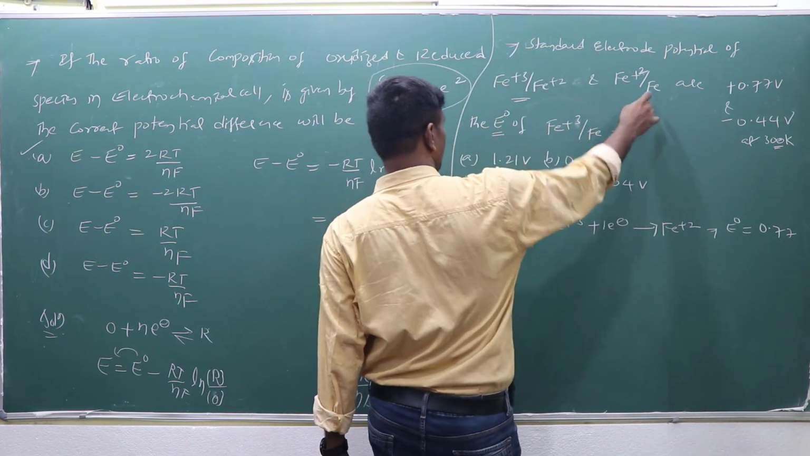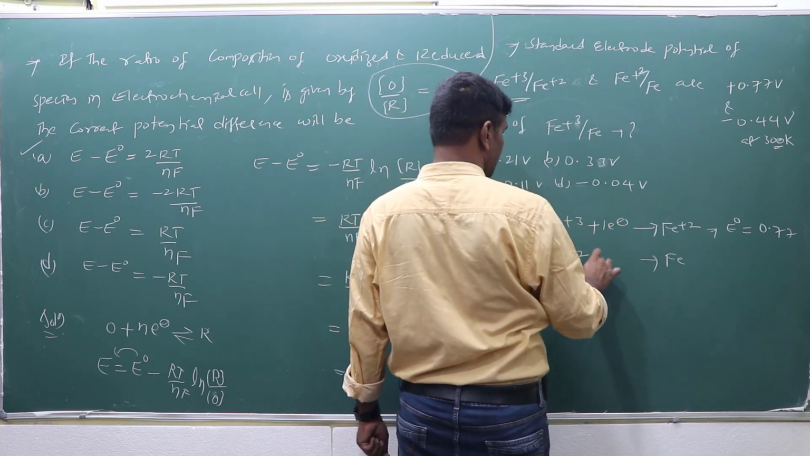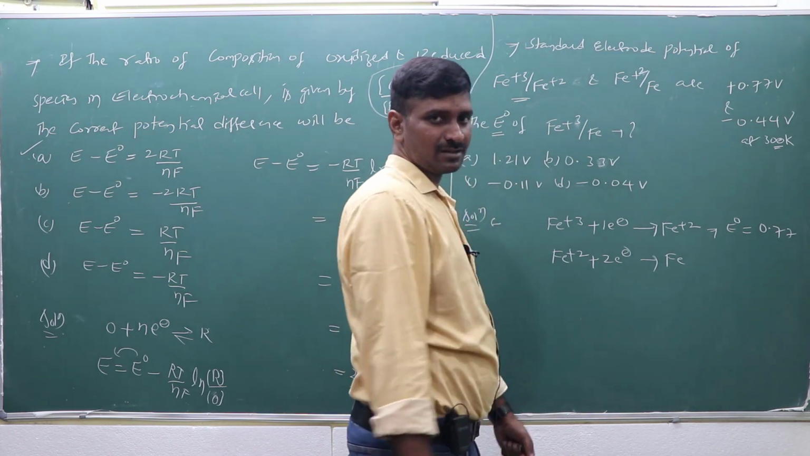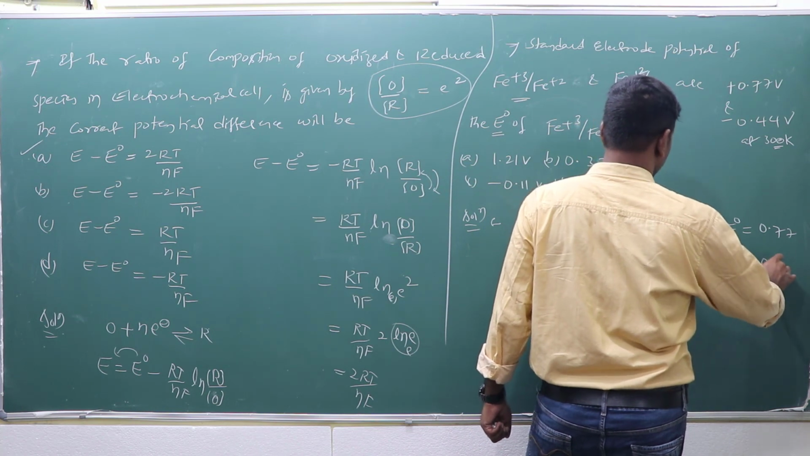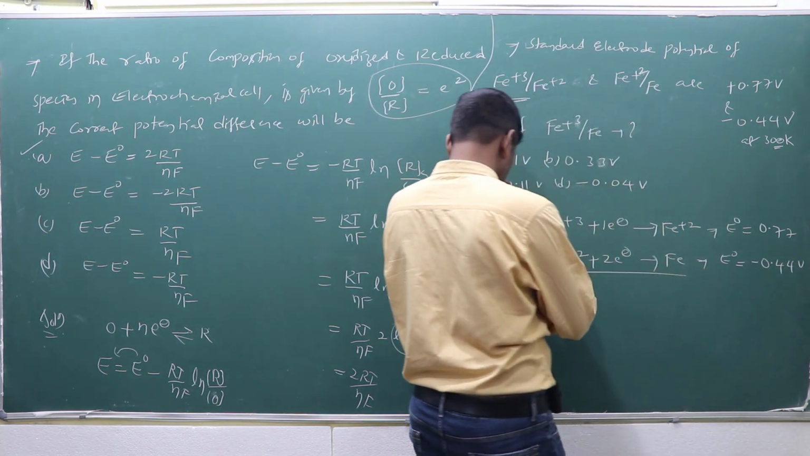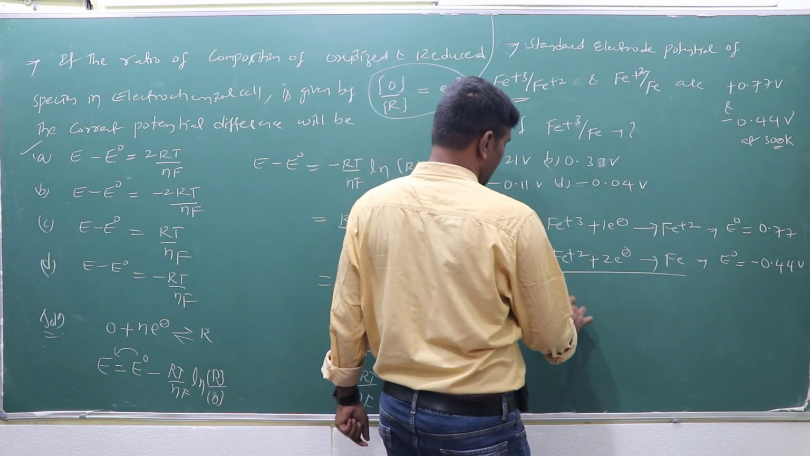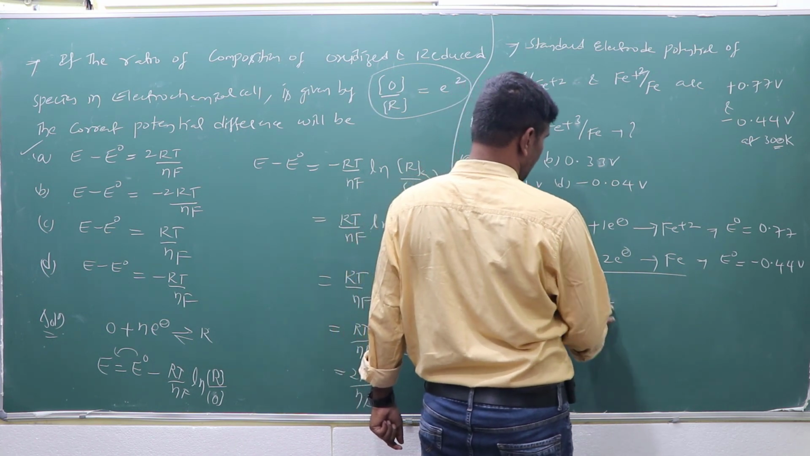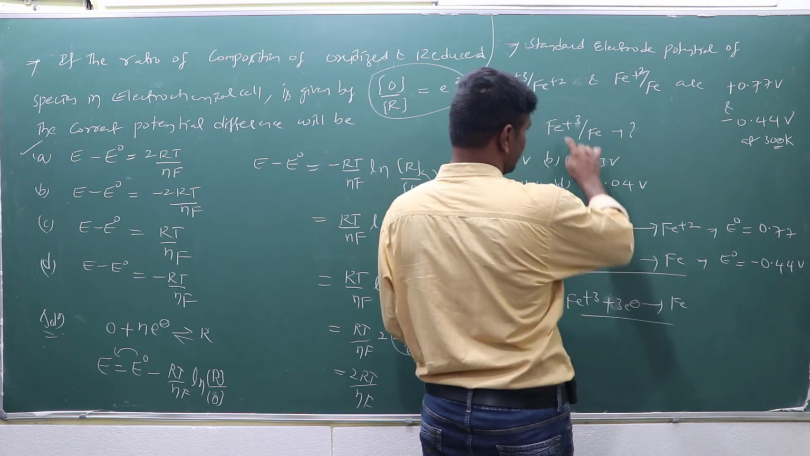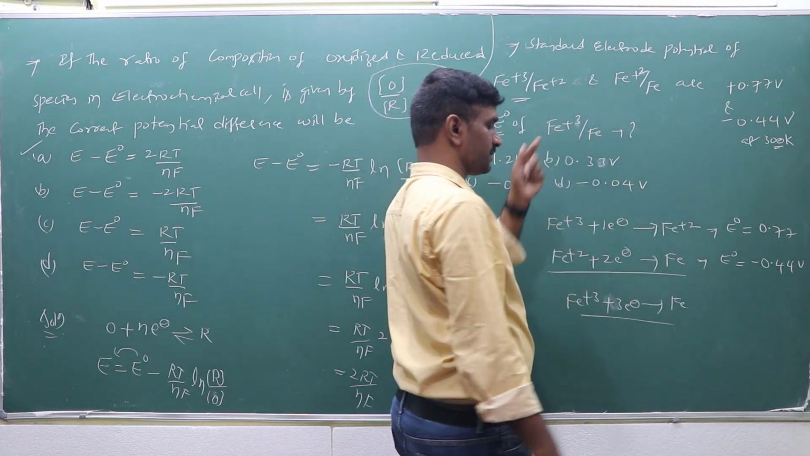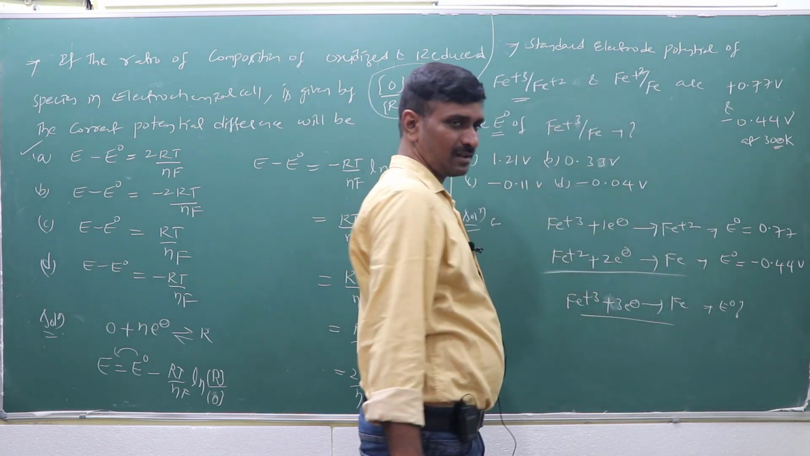Next, Fe plus 2 is going to be Fe. The charge will be neutralized. How many electrons are absorbed? 2 electrons, then only Fe is obtained. How much is E0? Minus 0.44 volts. For which one do you have to calculate? Fe plus 3 is going to be Fe. How many electrons may be taken? 3 electrons. How much is this E0? You have to calculate. Right?